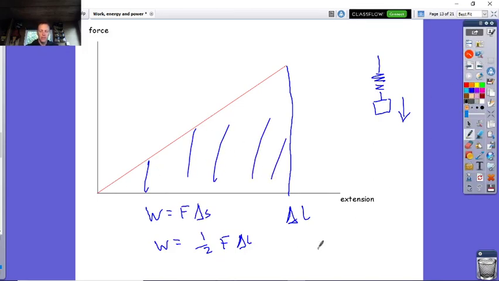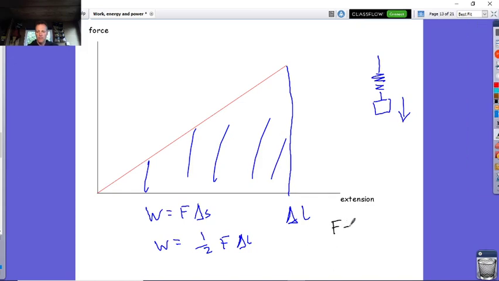But to remind you, we then had force equals K delta L. And you can remember K was the spring constant, therefore isn't the work done now going to be a half K delta L squared? And that equation links back to what we've done before.